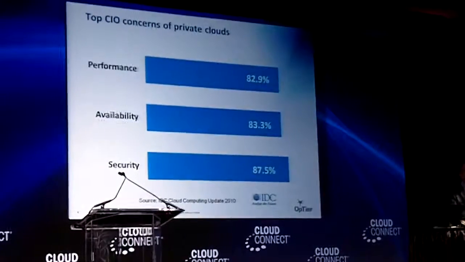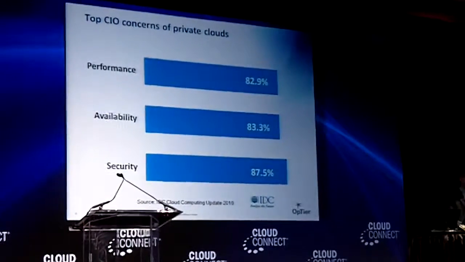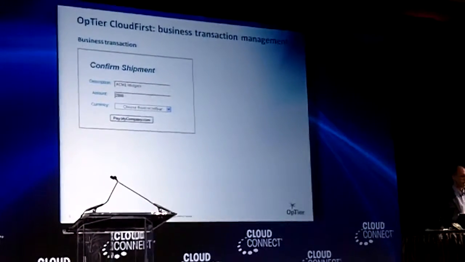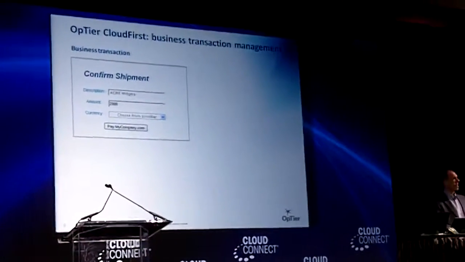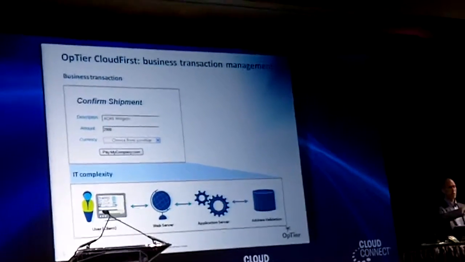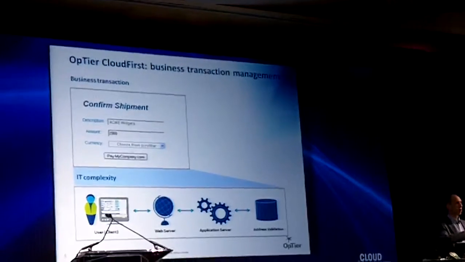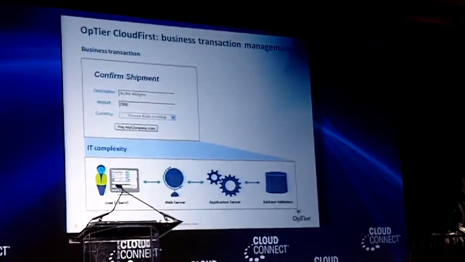Optier is about ensuring good performance and good availability of those applications as you move them to the cloud. We'll do that through what we call business transaction management. Business transaction management means taking a user transaction, this is a confirmed shipment transaction in an ordering system, and what Optier does is track the flow of that transaction in a multi-tier environment. It tracks all transactions, all tiers, all the time, both in and out of the cloud.